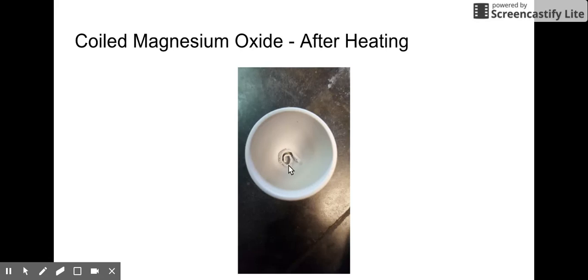When you're all done and everything's cooled off and you've had this weighed, just dump the contents of the magnesium oxide into the trash can and put everything back on the benches.